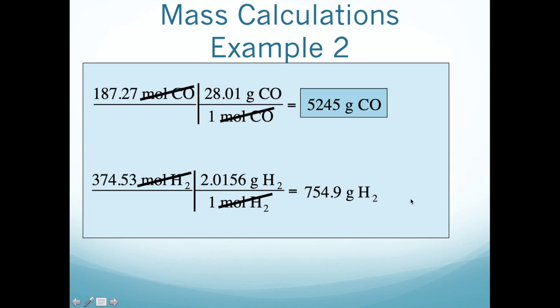Okay, and again, if you want to see the law of conservation of mass, if you add up these two numbers, you'll get approximately 6,000 grams, which is the amount of methanol that we started the problem with. So this illustrates the law of conservation of mass as well.